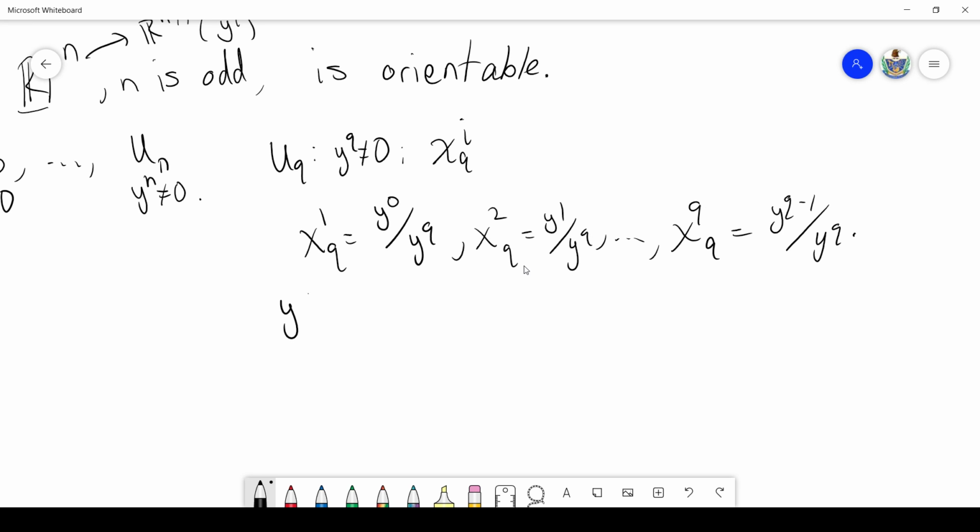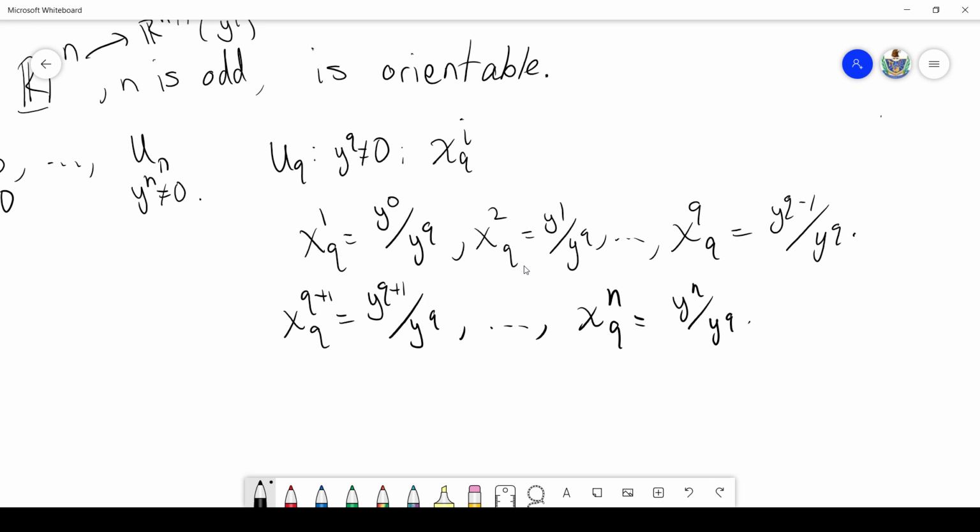Now, when we go to xq plus 1, if we continued in this fashion, we would get yq over yq, but that's just 1. That doesn't tell us anything, so we can disregard that part and skip to yq plus 1 over yq. And then similarly, we just continue on like that. So that's the standard definition, but for this proof, we are going to be adding negatives to this part. So these ones are going to have negatives in front.